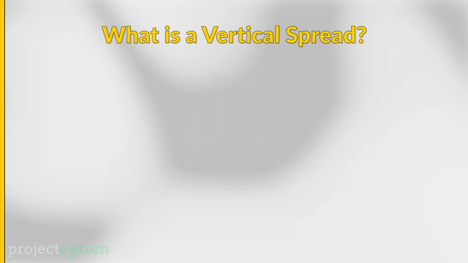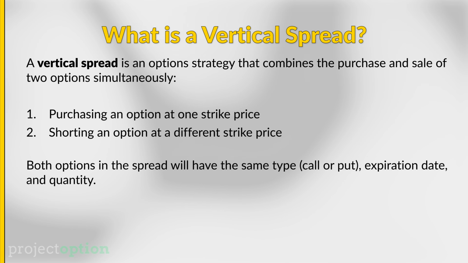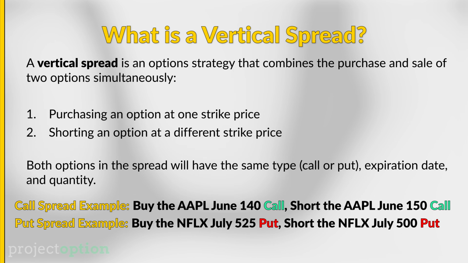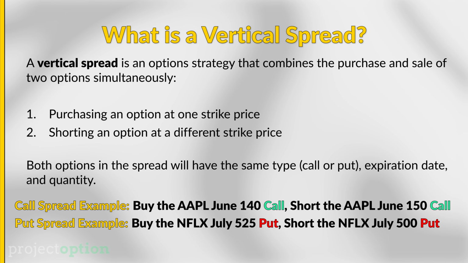So today's video is all about vertical spreads. But what exactly is a vertical spread? A vertical spread is the combination of 2 options trades that are placed simultaneously. The first trade is purchasing a call or put option at a strike price, and then the second component of a vertical spread is shorting another call or put option at a different strike price. Now you'll be using either calls or puts.